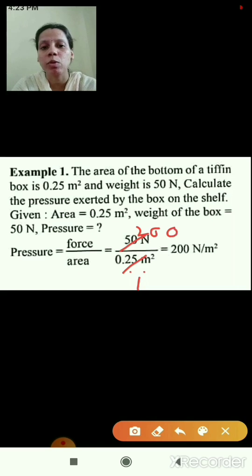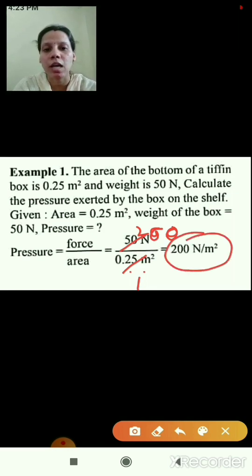Why do we put two zeros? Because after the decimal point in the denominator there are two digits. So in the numerator you will add two zeros here. So what is the answer? 200 Newton per meter square. So pressure is equal to 200 Newton per meter square.